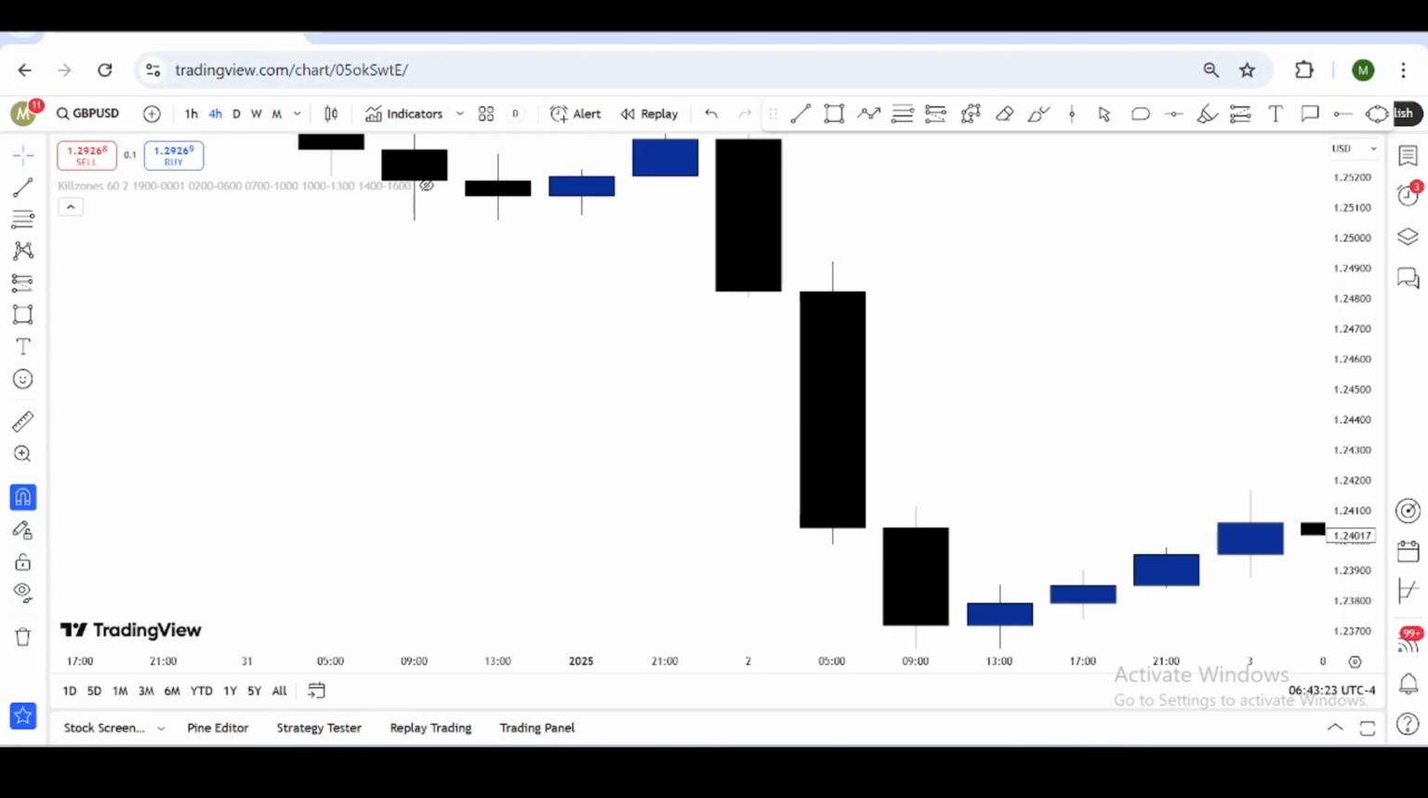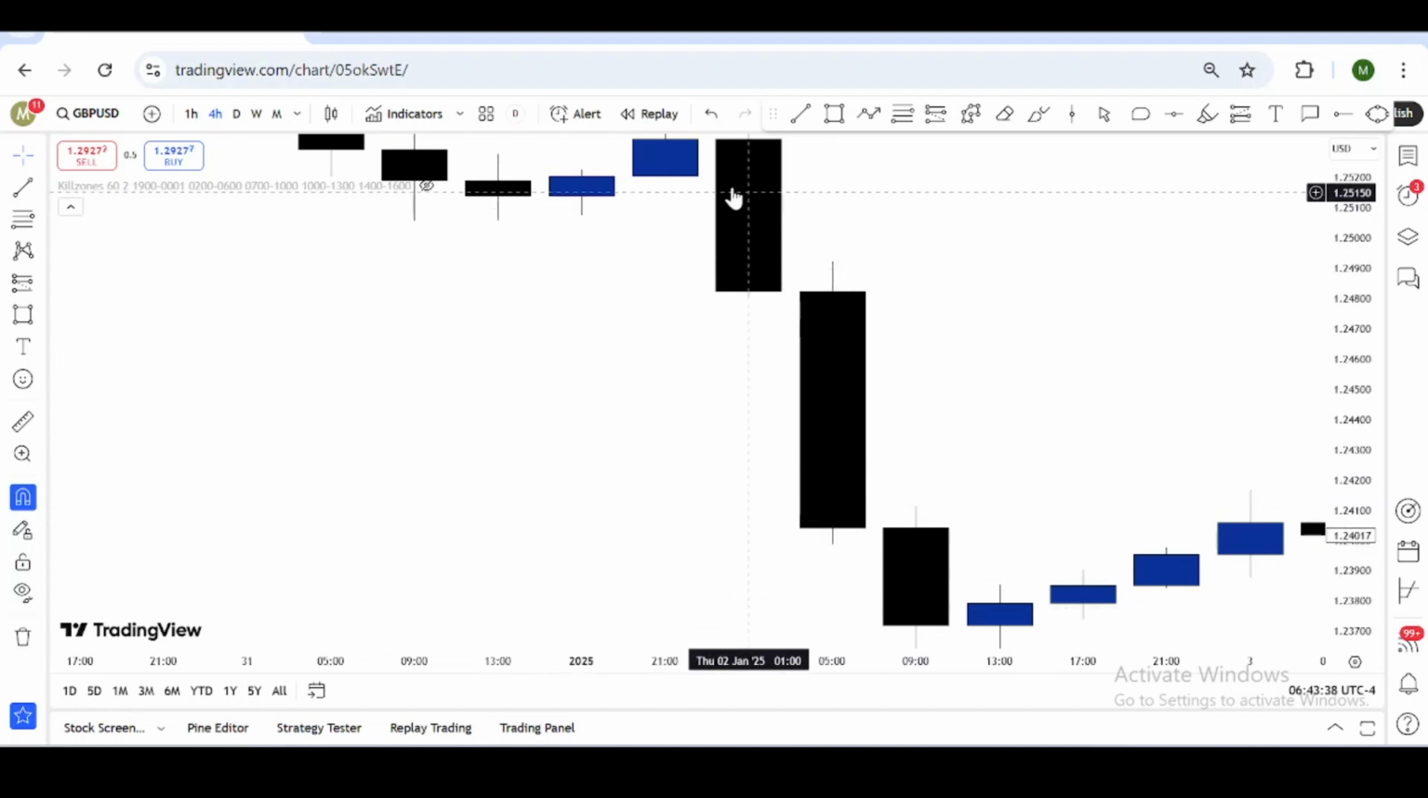We are going to talk about a fair value gap. A fair value gap is the same thing as inefficiency and is also the same thing as imbalance, so the terms can be used interchangeably. How can you spot a fair value gap?